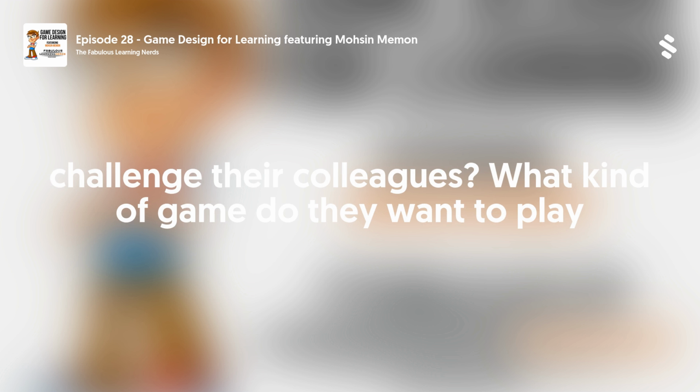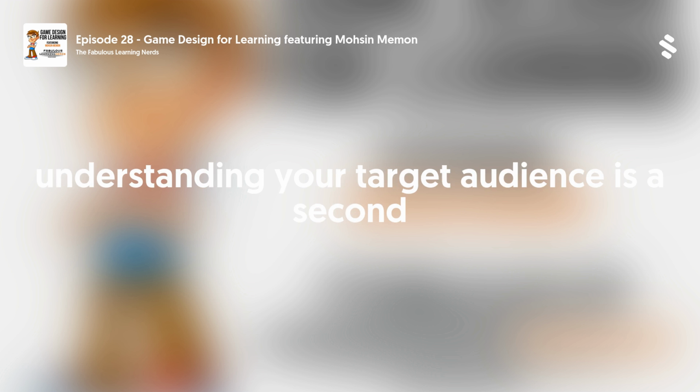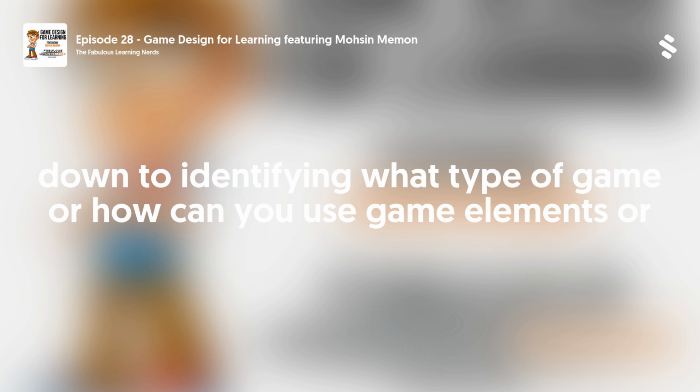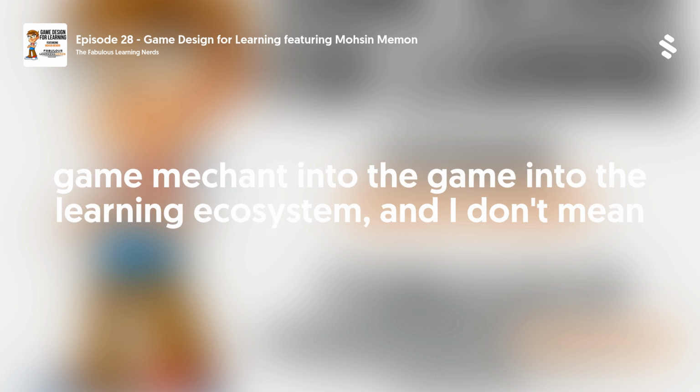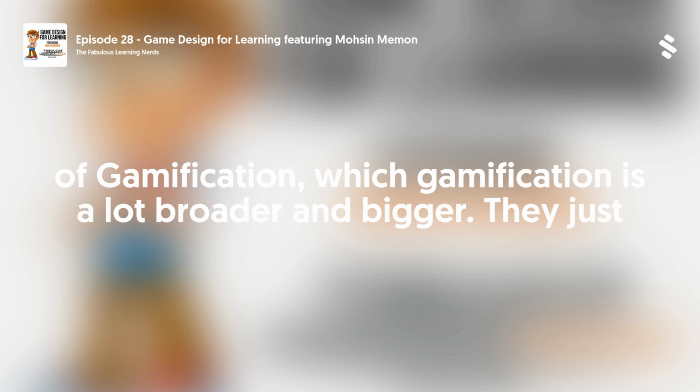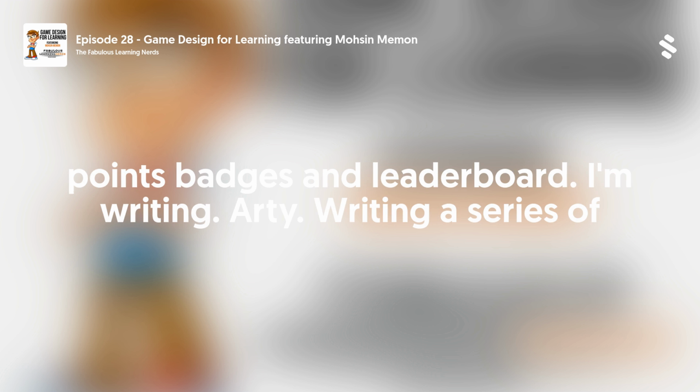What kind of game do they want to play? Understanding your target audience is a second step towards perhaps getting started in that direction. And then, of course, it comes down to identifying what type of game, or how can you use game elements or game mechanics in the learning ecosystem. And I don't mean points, badges, and leaderboards, by the way, because that's the poster example of gamification, which is a lot broader and bigger than just points, badges, and leaderboards.